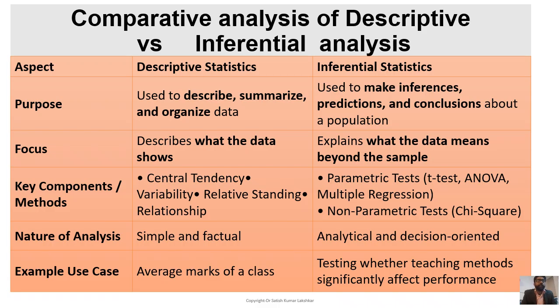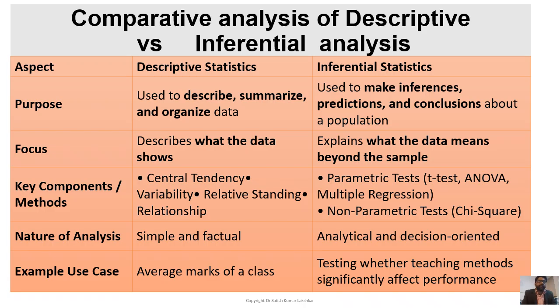If we talk about the key components and methods used in descriptive statistics, for example, central tendency, which we just discussed, as well as variability, relative standing and relationship, all these concepts are covered in descriptive analysis, which is basically used for describing or depicting the data. If we talk about inferential statistics, then parametric tests such as t-test, ANOVA and multiple regression are used. Even non-parametric tests such as chi-square are also used in inferential analysis.